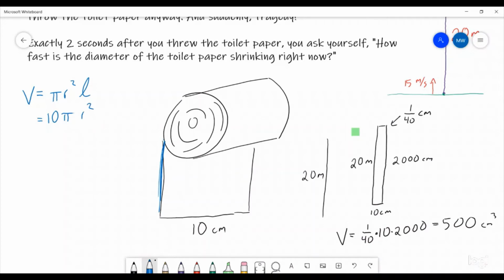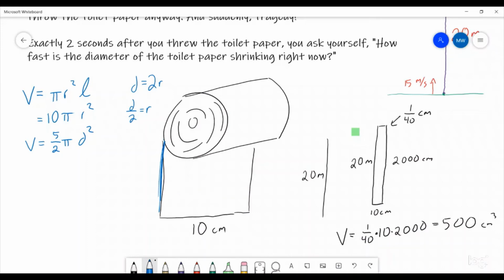So volume is 10 pi radius squared. We want to have some sort of connection to diameter. Diameter is 2 times the radius. So we can say that diameter over 2 is equal to the radius. So we can use that here to get that the volume is equal to 5/2 pi diameter squared. So now we have some connection between diameter and volume.